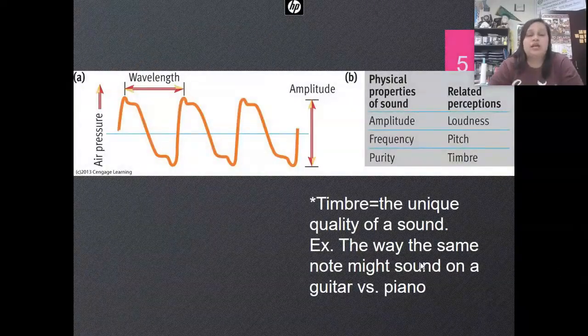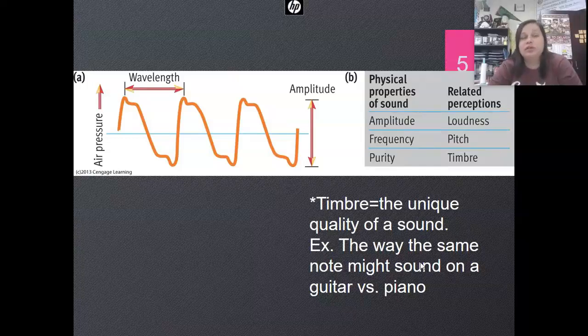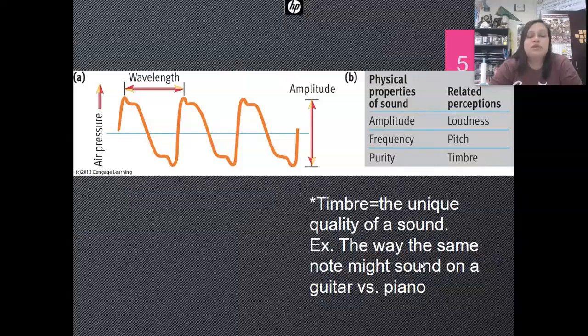Different characteristics of the actual sound wave affect the different properties of sound. The amplitude is how loud the sound is. Think of a speaker that has more amps to it, it gets louder. The frequency of the wave, or how quickly the waves are moving, affects the pitch, high or low. Low would be slow moving waves. And then the purity affects the timbre.